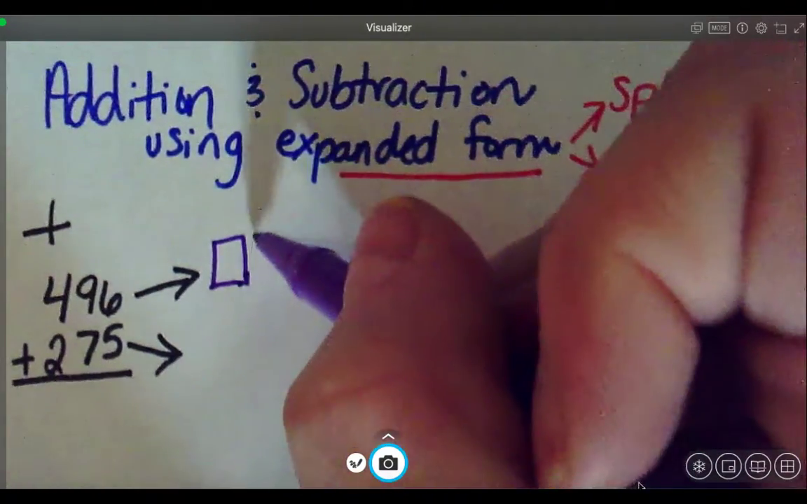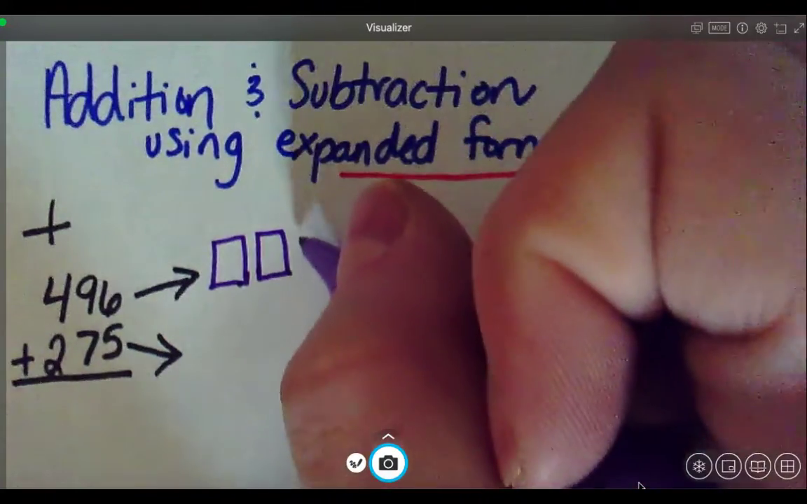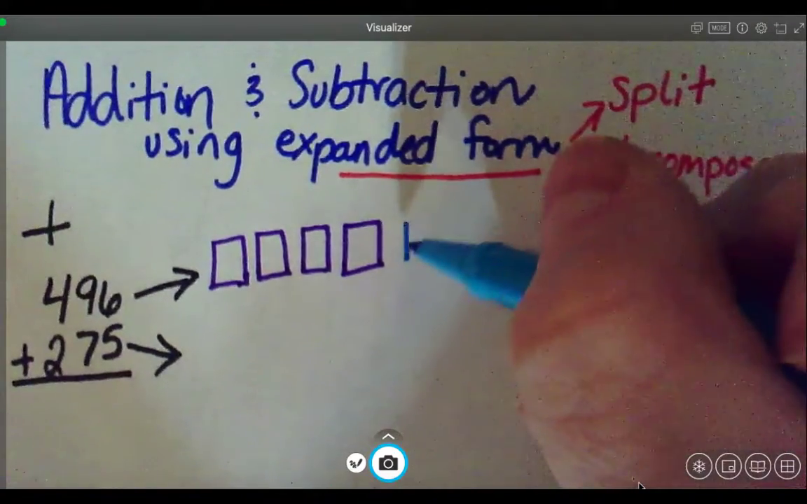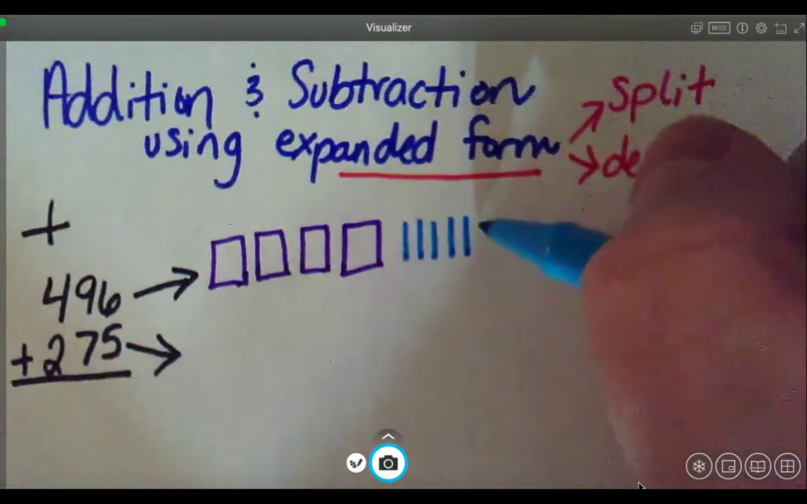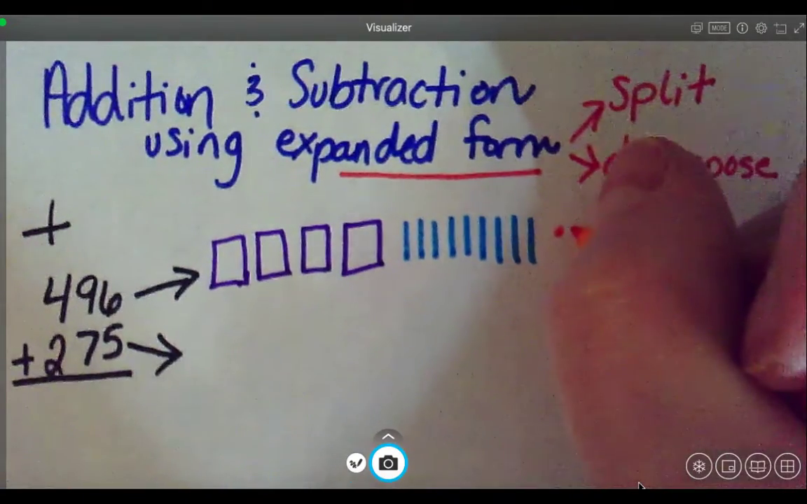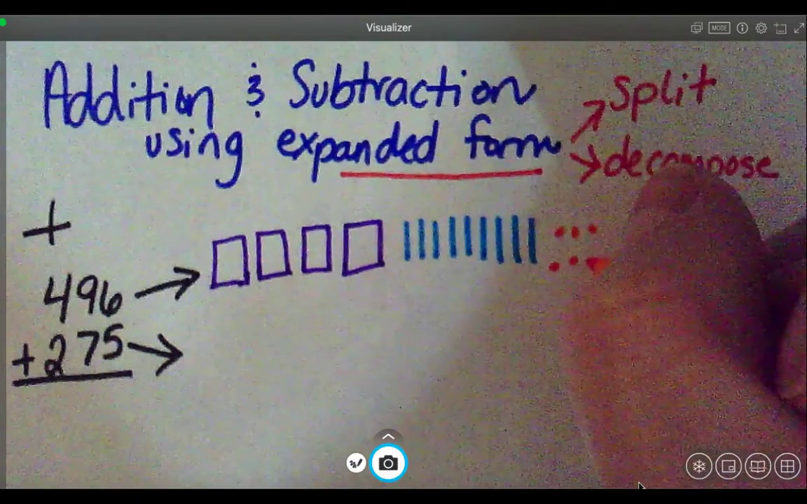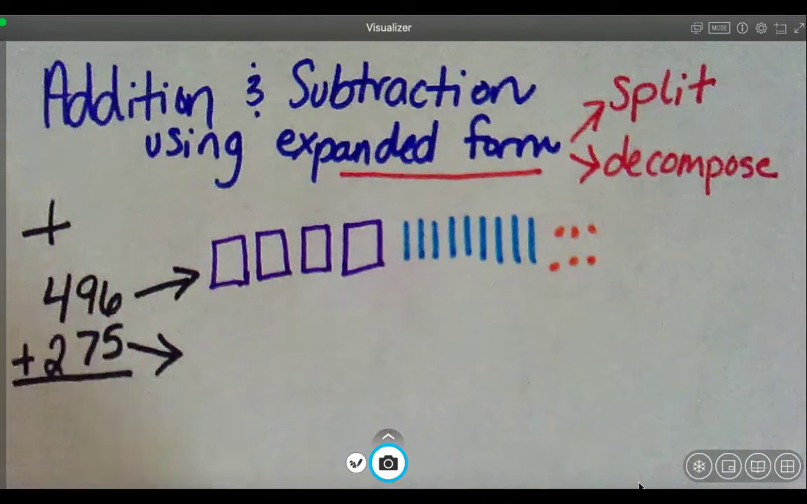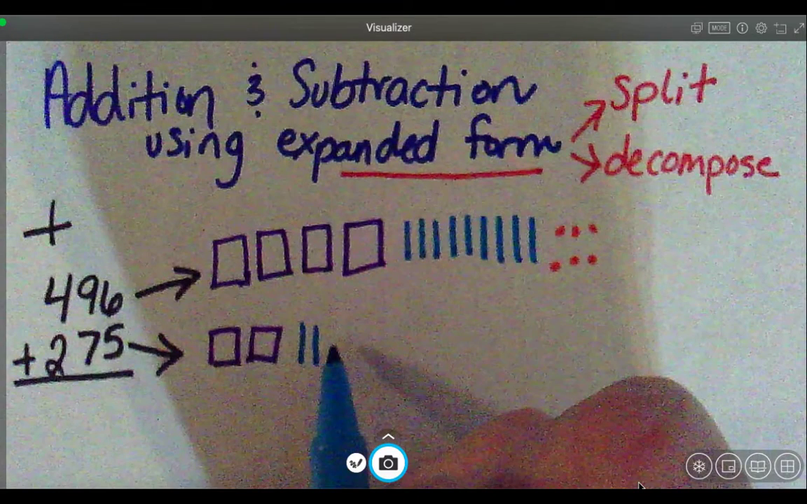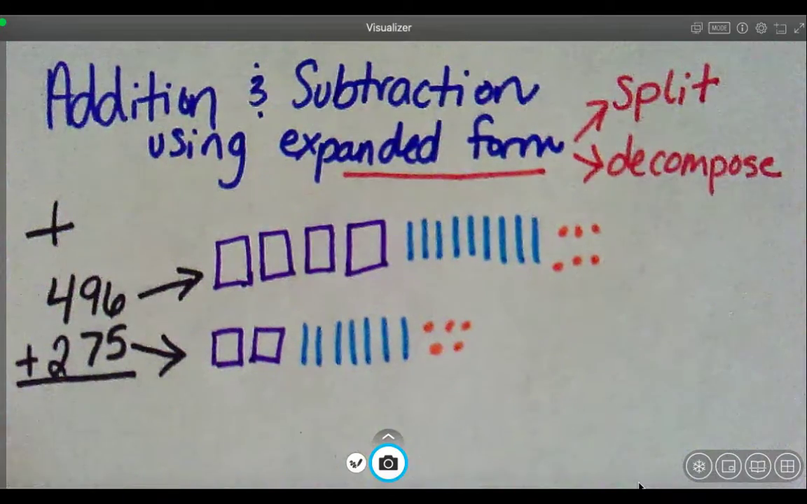So 496, I have 1, 2, 3, and 4 hundreds. I also have 1, 2, 3, 4, 5, 6, 7, 8, 9 tens. And lastly, I have 6 ones. Now for 275. I have 2 hundreds. I have 1, 2, 3, 4, 5, 6, 7 tens, and 5 ones.